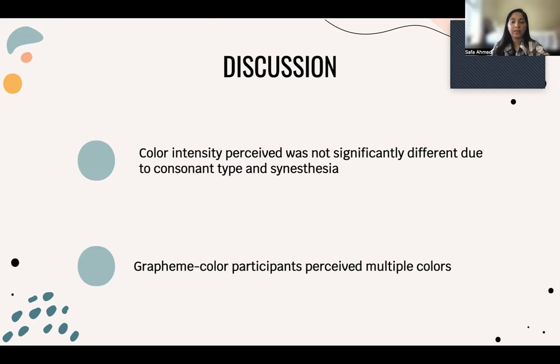Because people with grapheme color synesthesia were more likely to answer with multiple colors and color intensities, it's possible that they just see more colors and color intensities per word than people with chromesthesia. So it might have just been harder for them to try to pick a single color.